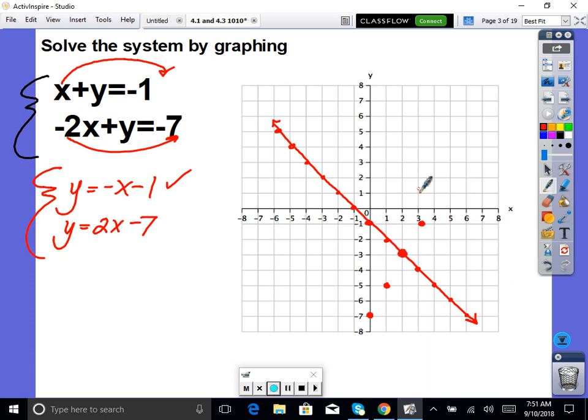Up 2 over 1. I don't need to keep going because I can see the solution. It's where they are intersecting. So our answer here, our xy point, is over 2, down 3.